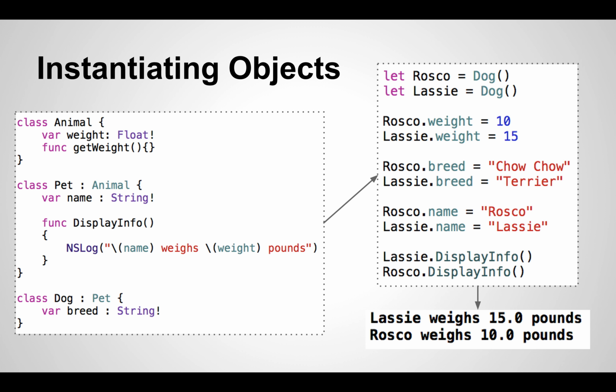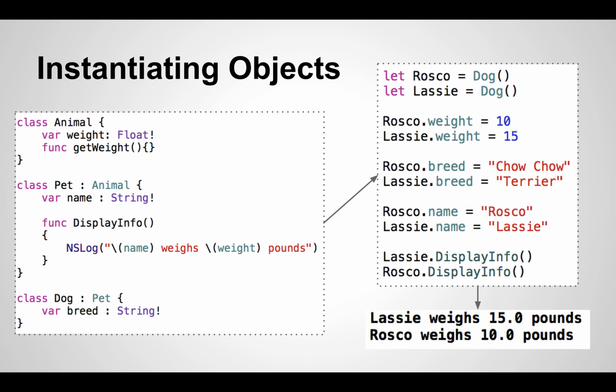All right. Now, here is how you instantiate objects in Swift. First, on the left side, I want you to see that we have a class called Animal, a class called Pet that inherits everything that the Animal has, and then a class called Dog that inherits from Pet. So the Dog inherits from Pet, and the Pet inherits from Animal. So the Dog has a double indirect inheritance. So the Dog has anything that the Pet and the Animal use.